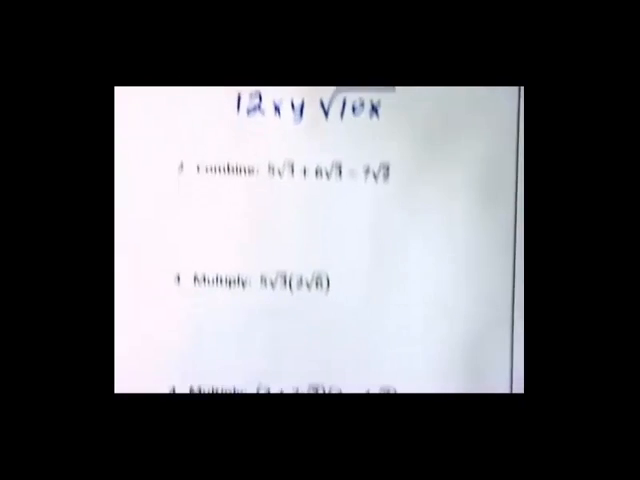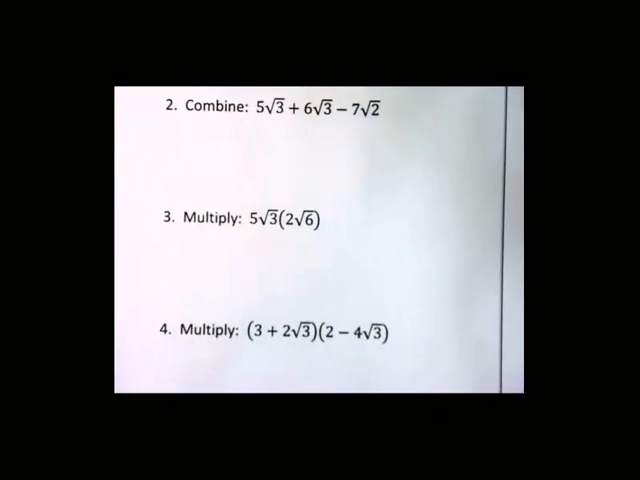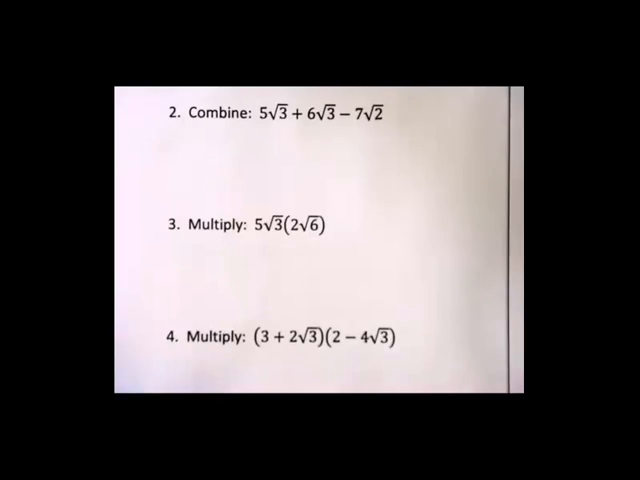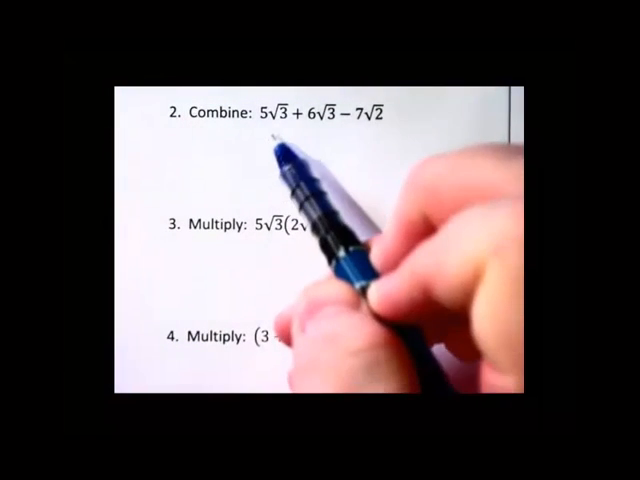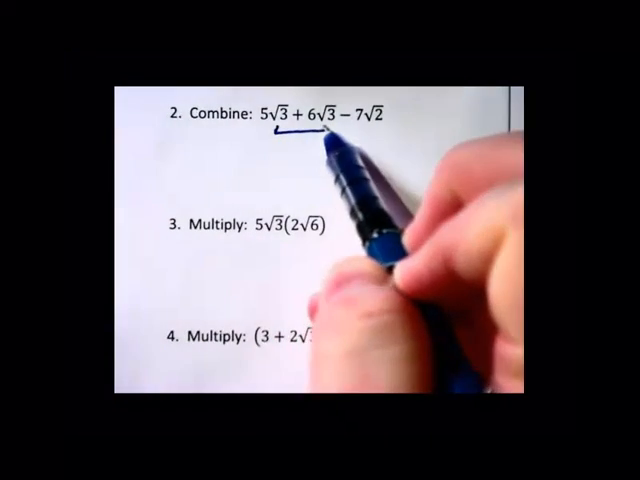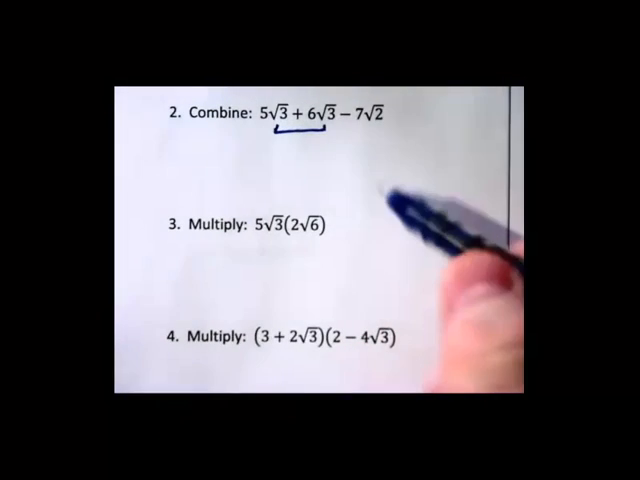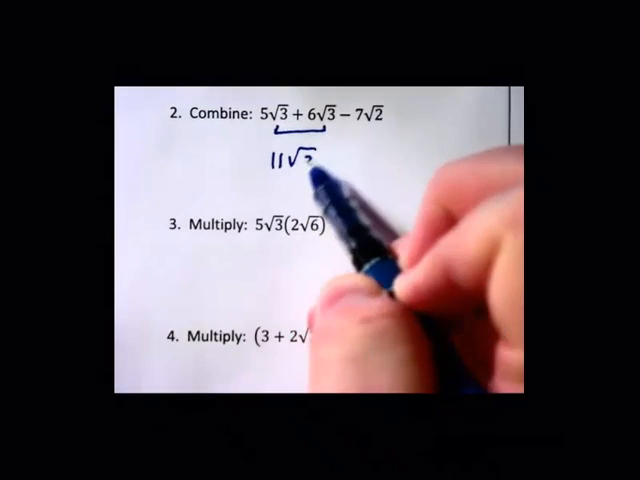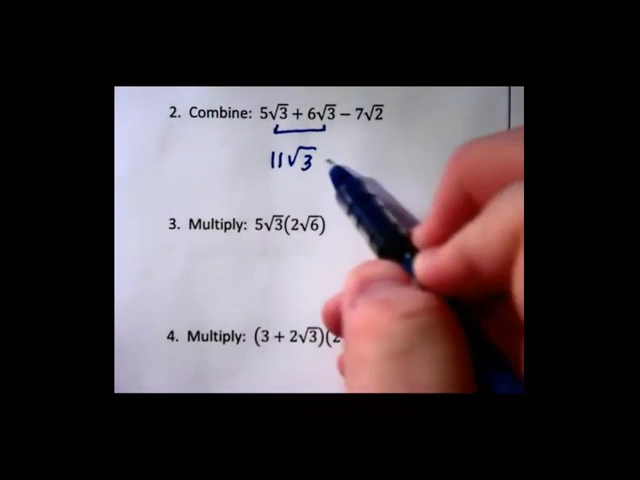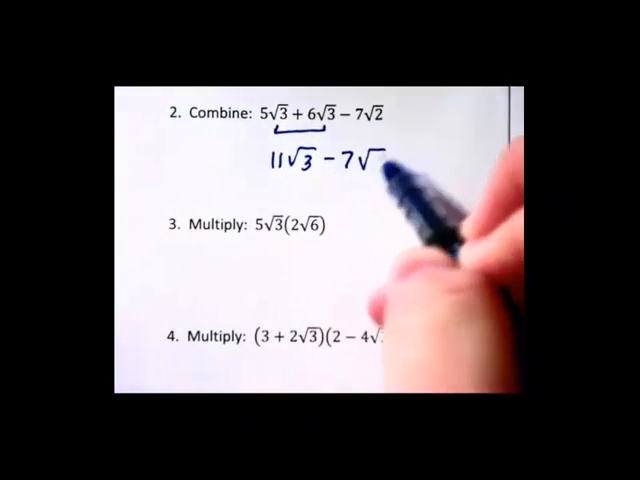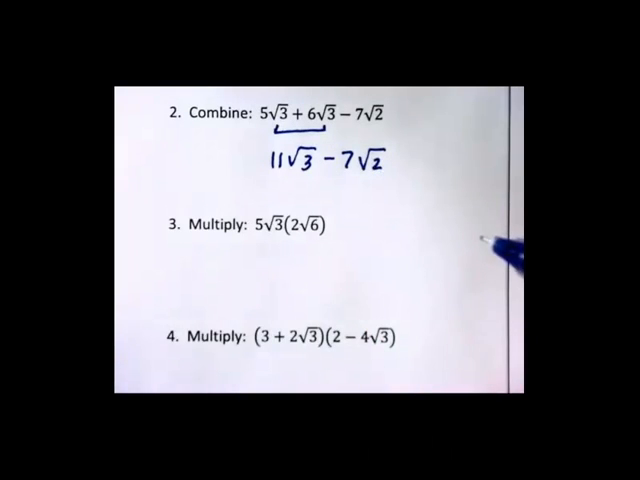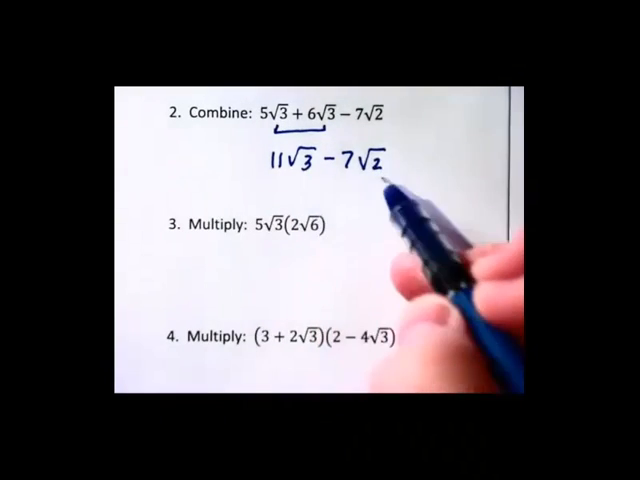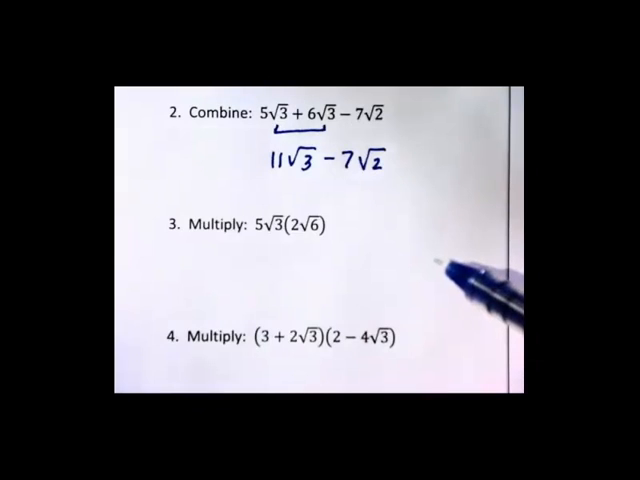When it comes to addition, you can only add radicals together that have a common radicand, and both the first and the second have a root 3 within them. So those can be combined together to give you 11 root 3, you keep the radicand the same, minus 7 root 2. And that cannot be further simplified because there is a different number inside each radical.